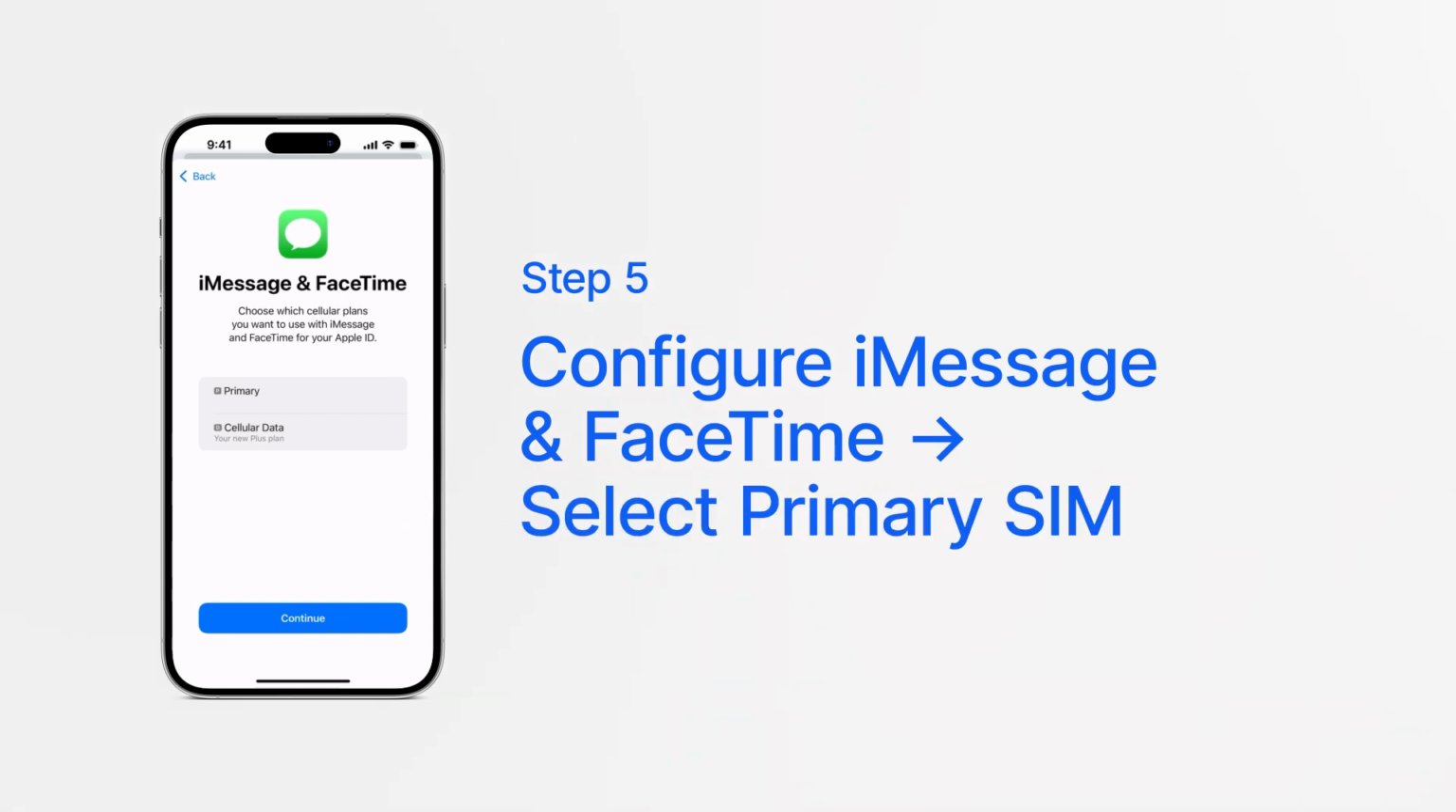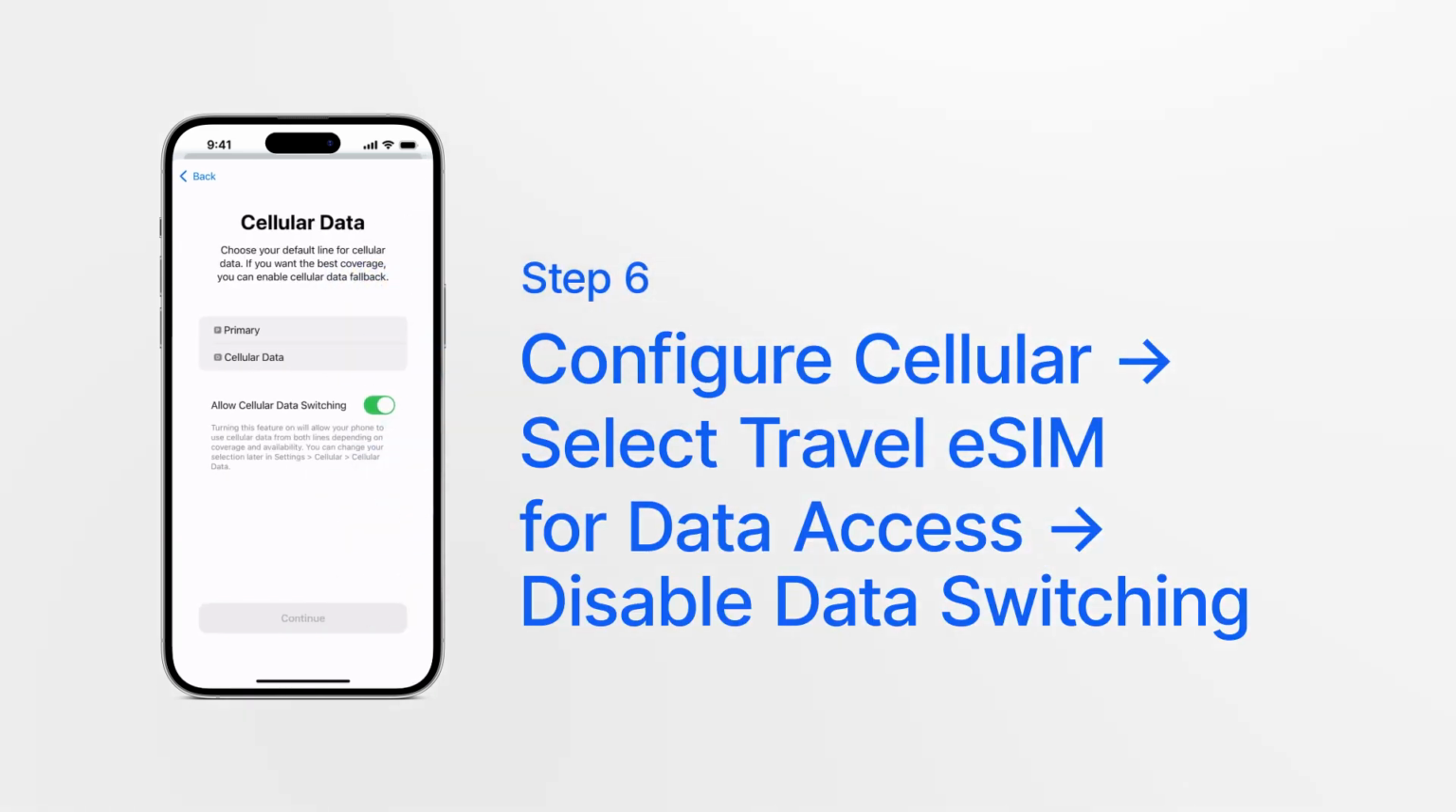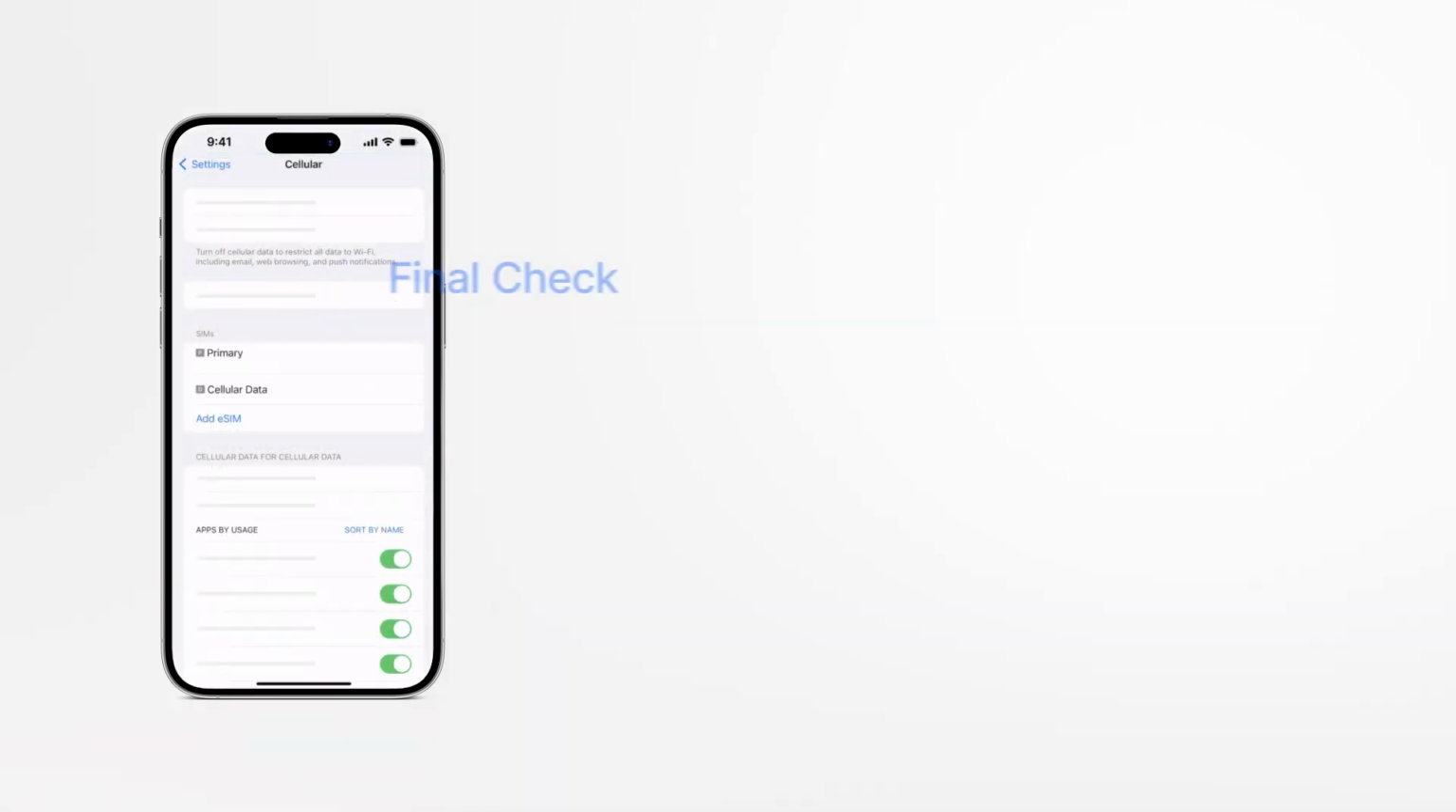Step 5. On the iMessage and FaceTime screen, select your primary SIM to keep these services tied to your regular phone number. Step 6. Now select your travel eSIM as the provider for your data access. This ensures all mobile data usage is routed through your eSIM. To avoid unexpected roaming charges, make sure the data switching option is disabled.